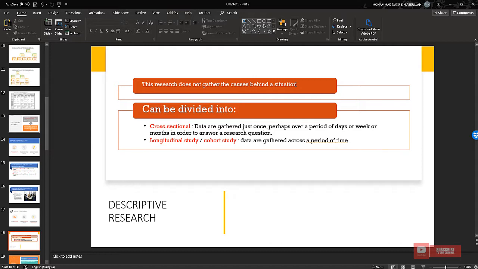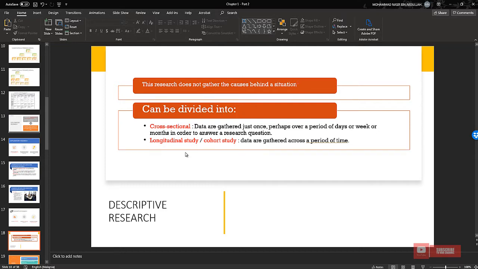So basically, in cross-sectional research, data are gathered once, perhaps over a period of a day or week or month, in order to answer a research question. So under cross-sectional research, there are many study designs. It can be retrospective cross-sectional, prospective cross-sectional, and the combination of retrospective and prospective cross-sectional, right?